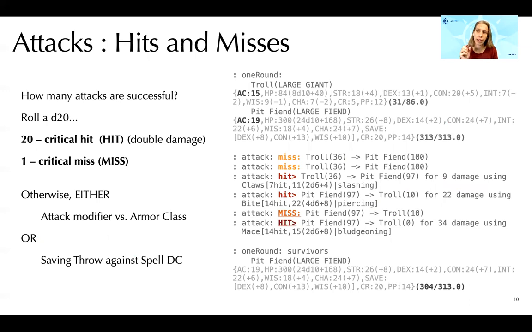Otherwise, you're taking an attack, my d20 roll plus something because I'm good with that weapon, and I'm comparing it to an armor class. So I rolled a 12, your armor class is 10, I hit. I rolled an 8, your armor class is 10, so I miss. That kind of thing. Or there's a different kind of attack that involves a saving throw.